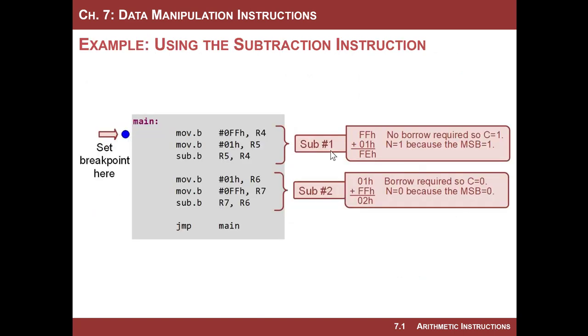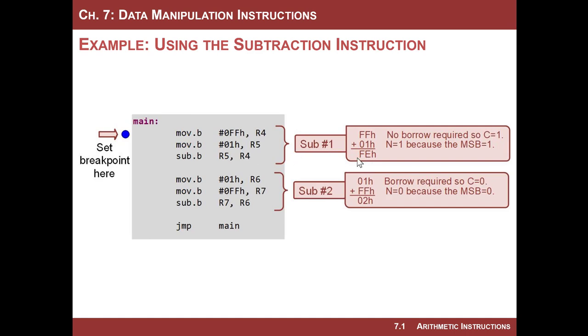Okay, let's do an example. Let's do that exact same example. So here's what I want to code up. Let's do FF minus 01. The way we'll do it is we'll put FF in a register, we'll put 01 in a register, and then we'll subtract the source from the destination. So this is going to be FF, which is in R4. Remember, this is the destination, and it's going to go destination minus the source put back in the destination. So our difference is going to end up in R4 in this example, and we will not have a borrow.